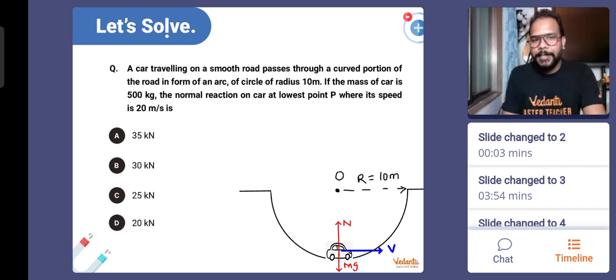Yes, the normal force will be the one. If the mass of the car is given, radius is given, we have to find the normal reaction on the car at the lowest point. So the velocity is given, everything is given. क्या करेंगे? What we will do?